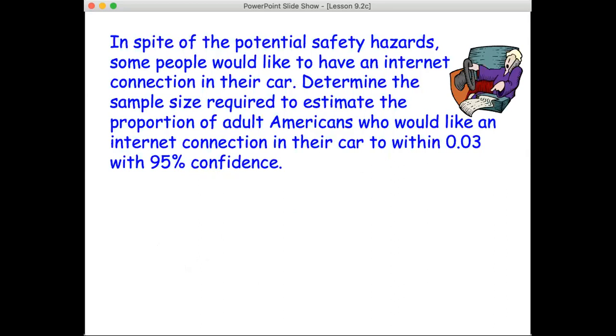Billy, can you read this one out for us? Yeah. In spite of the potential safety hazards, some people would like to have an internet connection in their car. Determine the sample size required to estimate the proportion of adult Americans who would like an internet connection in their car to within 0.03 with a 95% confidence.